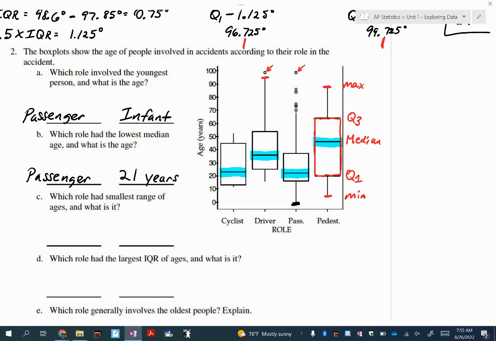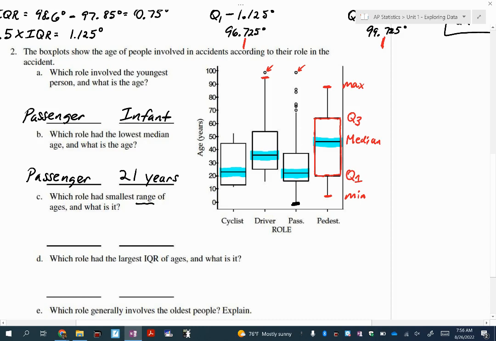Which role had the smallest range of ages and what is it? This is where I usually see the first kind of mistake happen. Remember, since it says range and doesn't say IQR, range is the highest minus the lowest. So even if you've got outliers, you've got to factor those in. When I look at the range for driver and passenger, I have to use these ones I already put arrows with, these people that are almost 99 or almost 100 years old. I've got to do 100 minus about 15, so an 85-year range, and then almost 100 minus 0. That's almost a 100-year range for the passenger, so it's not going to be those.